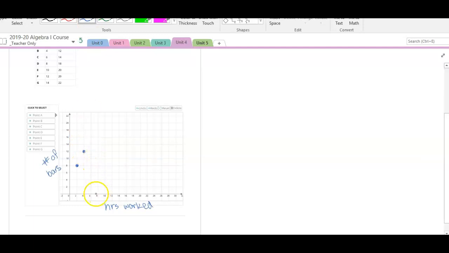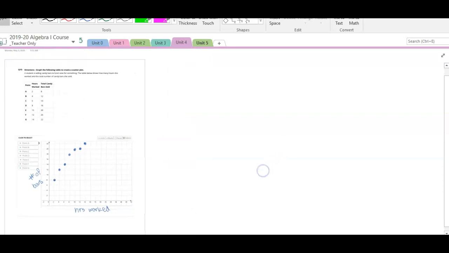Point C is 6, 14. Point D is 8, 18. Point E is 10, 20. Point F is 12, 20. Point G is 14, 22. So there's our scatter plot.